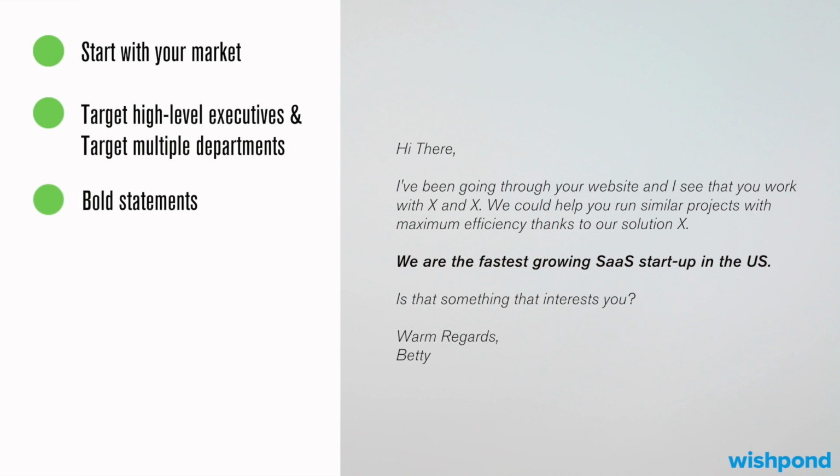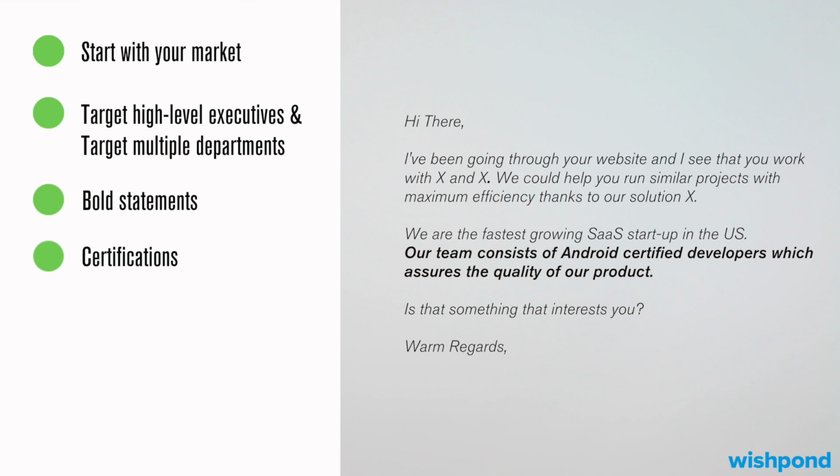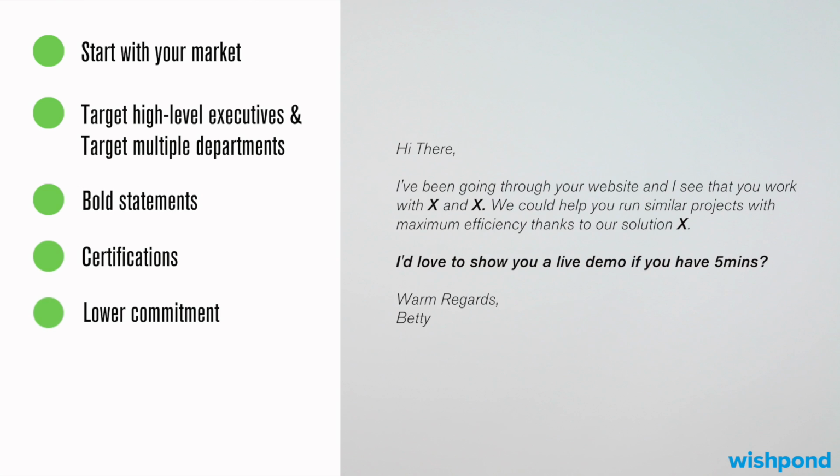Number three, use bold statements. Say something that shows how awesome your company is, like who you have partnerships with, size, awards, growth, valuations, etc. For instance, we are the fastest growing SaaS startup in the US. Number four, certifications. Mention the certifications of your team, like having Android certified developers to assure them of the quality of your products. Number five, lower commitment. Offer a free live demo, or a discounted price on your product or service for the first month to try out before you go in for the big sale.